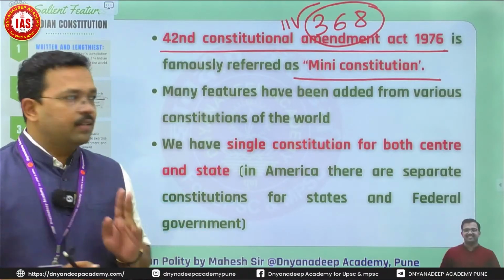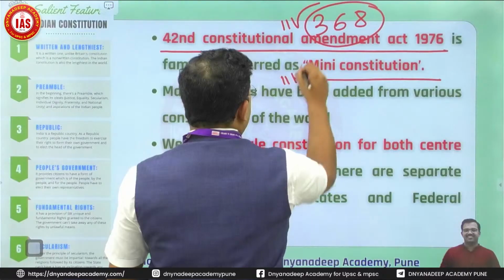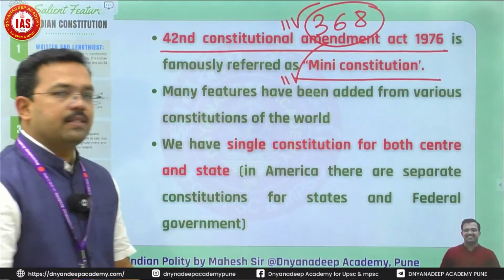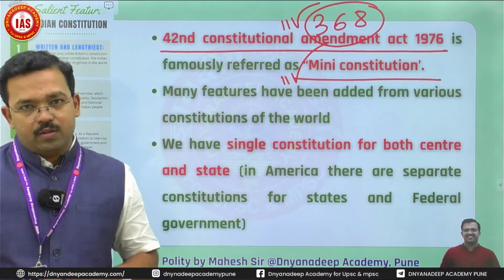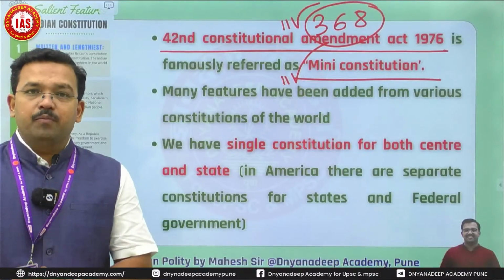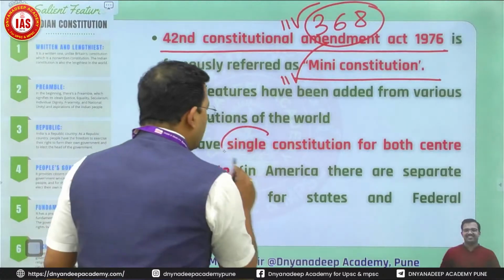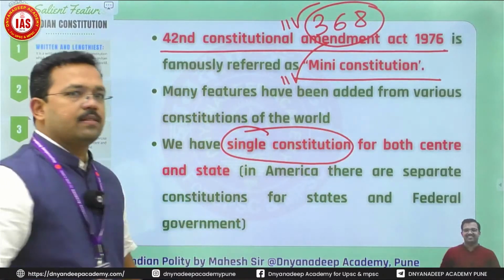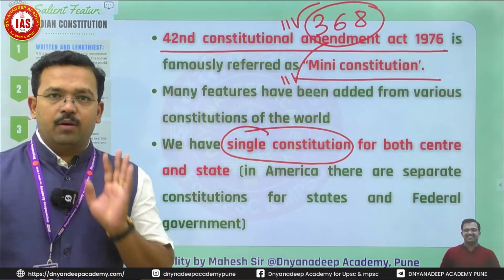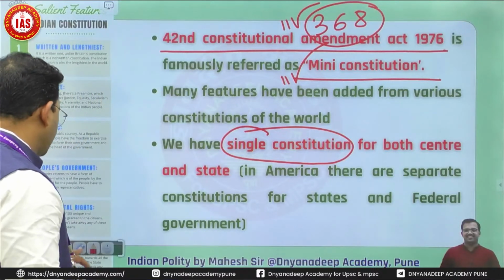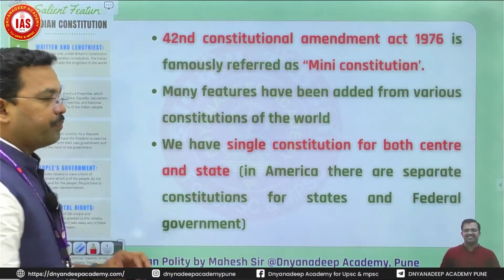What is it known as? It is known as a mini constitution. So the 42nd Amendment Act is known as a mini constitution. Another important part: unlike America, we have a single constitution for both center and state. Remember this thing, we have a single constitution for both center and state.